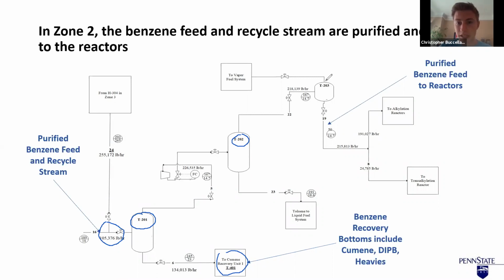This benzene stream is then fed into a flash drum to remove any gaseous impurities that are building up in our process, mainly hydrogen and propane. Again, this vapor waste is high enough in energy content to be used for our vapor fuel system to create fuel for our process. This benzene stream is then split and sent partially into the alkylation reactors and partially into the transalkylation reactors.